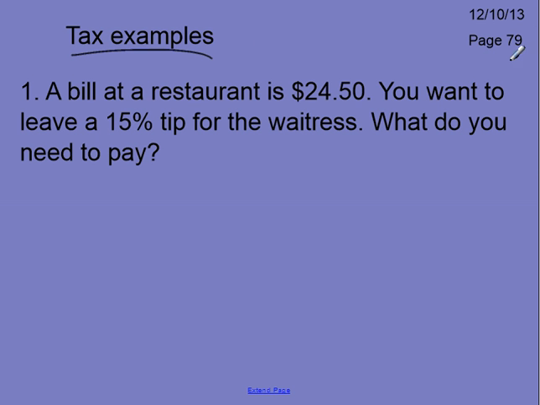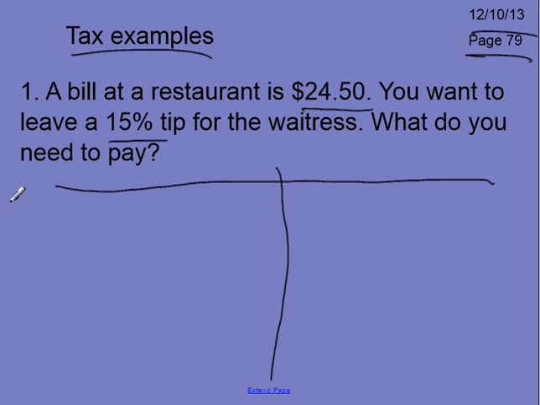We'll put these tax examples on page 79 with the date December 10th. So our first example, a bill at a restaurant is $24.50. You want to leave a 15% tip for the waitress. What do you need to pay? I'm going to make a little T chart here, and on one side I'm going to be doing option one, that you wrote down on the last page, and on the other side I'm going to do option two.